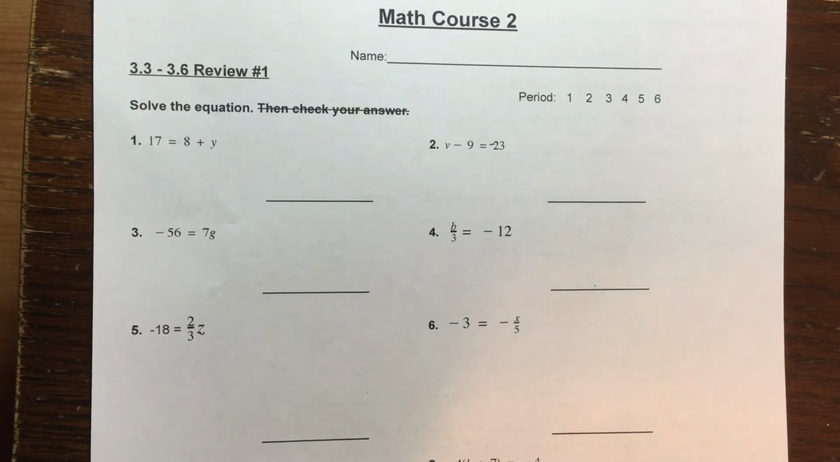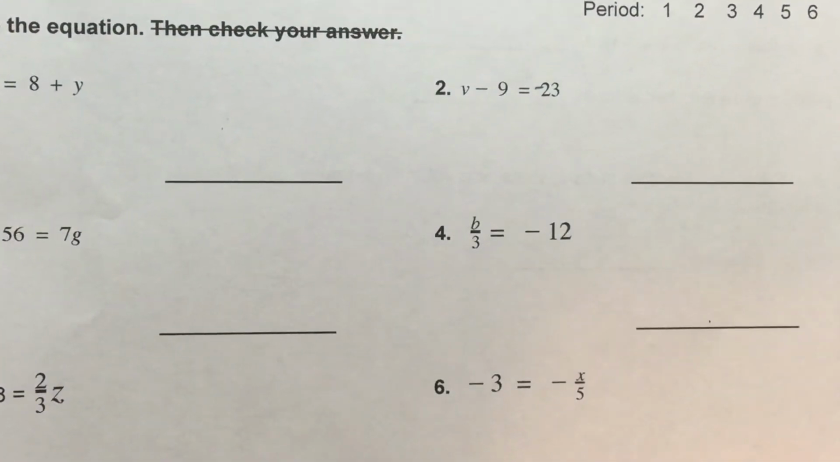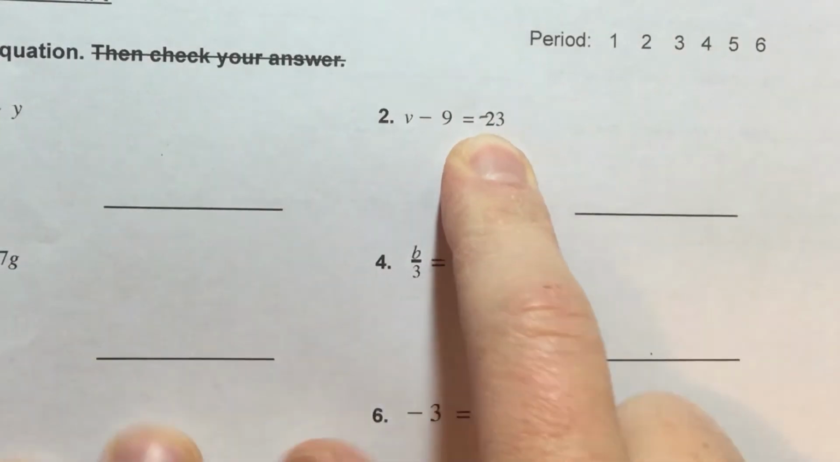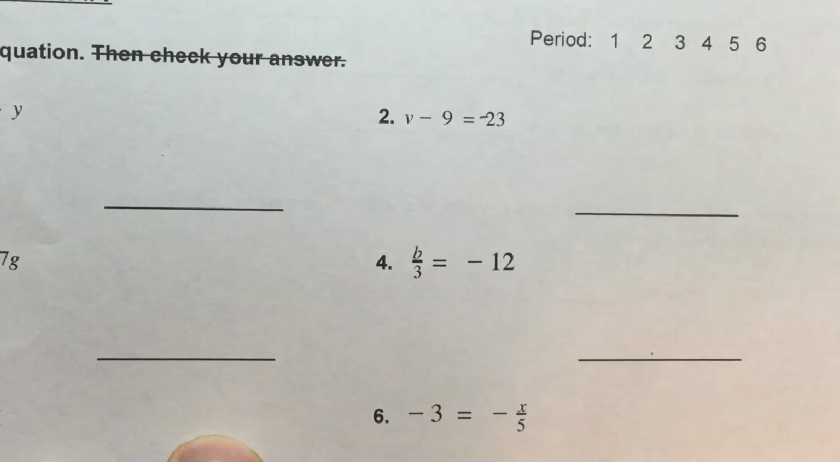Worksheet 3.3 to 3.6, Solving Equations Review. I'm going to jump in and do a few. I'm going to zoom on in. I'm going to do number 2. Please note, that's a typo. It should have a negative 23 in there. If yours does not, please do so.